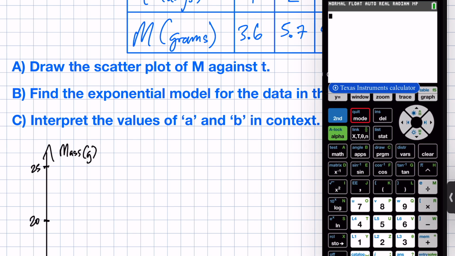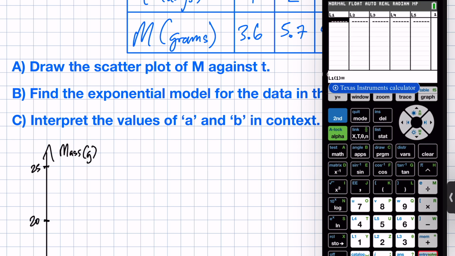How do I put data into the calculator? What do I press? I keep asking you because I want to hammer it into your head. Where do I put data in? Stat. Put that data in for me, please. 1, 2, 3, 4, 5 in X.